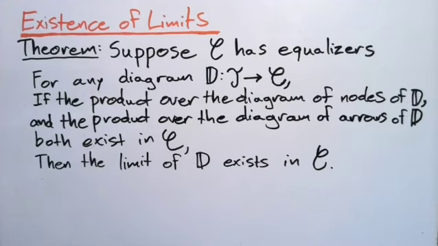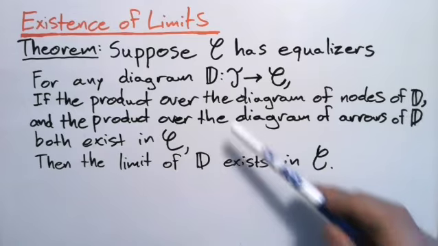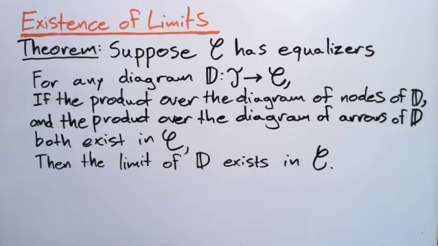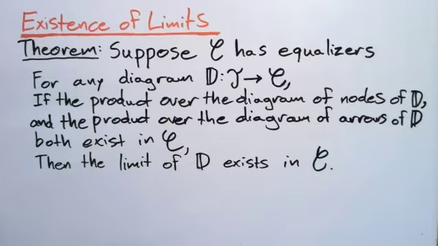in the following theorem. So the theorem says that if C is a category with equalizers, and D is any diagram in C, so that is a functor going from some index category J into our category C, if the product over the diagram of nodes of D and the product over the diagram of arrows of D both exist in C, then the limit of D exists in C.